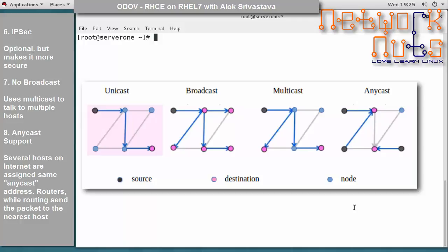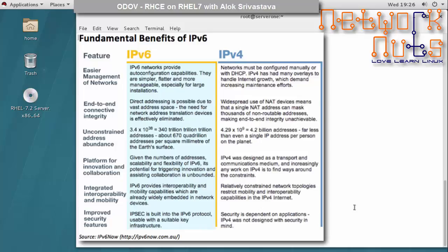So here is a complete description or comparison of unicast, multicast, anycast and broadcast. I hope the picture is very clear to you. You can see unicast is one-to-one communication, multicast is one-to-many, broadcast is everyone, and for anycast I've got certain machines with the same address, but the router is talking to the nearest one. That is the anycast. So these are the features that make IPv6 much better than IPv4.